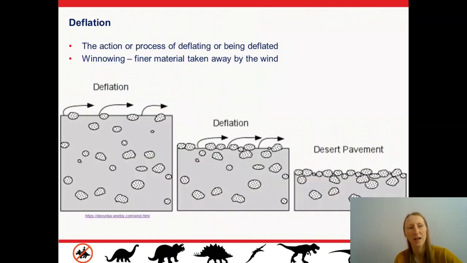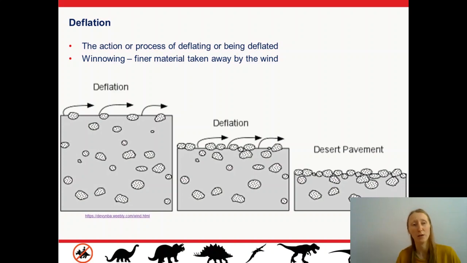Okay. And the last process I'm going to talk about is deflation. So deflation is basically the act of something being deflated. So if we think of a bouncy castle, when it's blown up, it's really big, and then we take all the air out of that bouncy castle, it deflates down and becomes a lot smaller. And that basically happens in our desert systems.